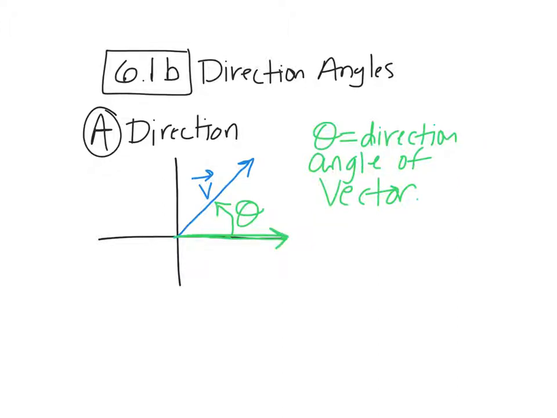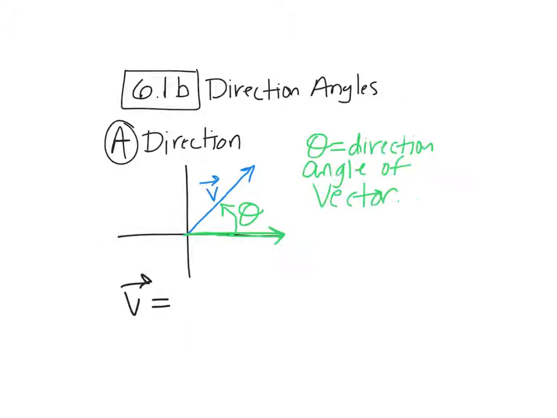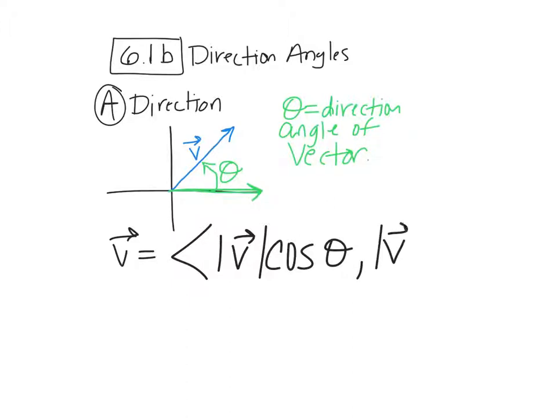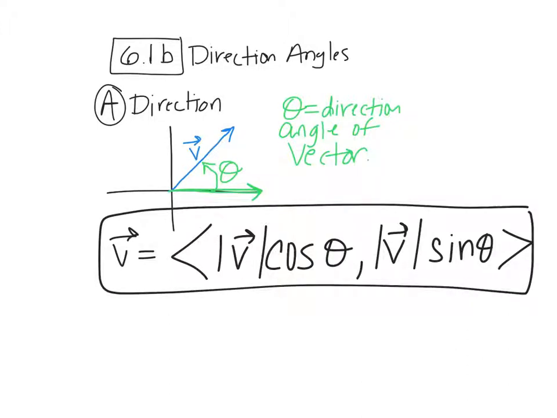Now, the component form of vector V is equal to the magnitude of V times the cosine of that angle, theta, of your directional angle, bless you, magnitude of V times the sine of theta. Okay, this is going to be very important for what we're doing today, right there.